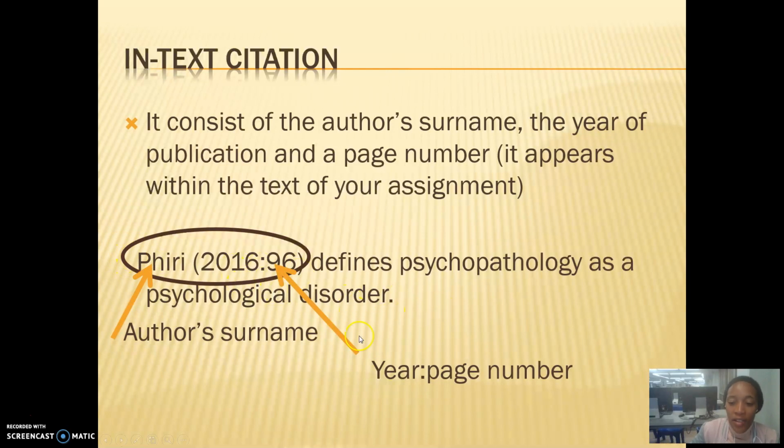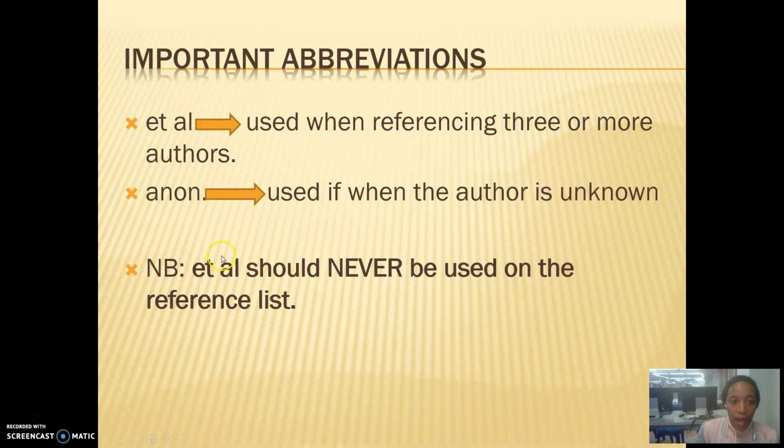This is how they define the psychopathology. And then the important abbreviation that you have to familiarize yourselves with is et al. This is used when referencing three or more authors. So it is very important that in your first paragraph, when you first use your authors, you introduce all of them. You do not just jump into writing one author and then et al. The reader has to see all the authors at first, and then in your other paragraphs, that's where you can use et al.